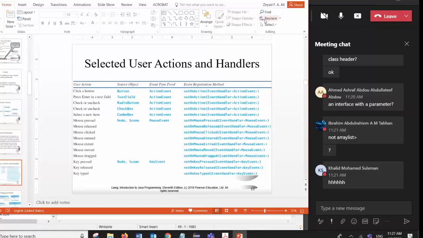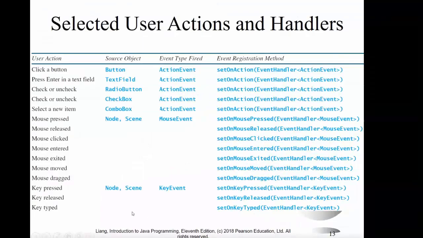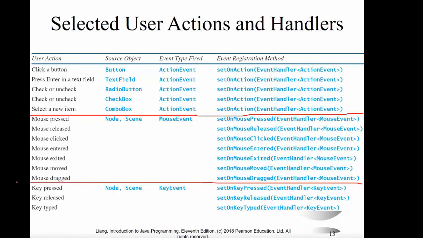Now, which types of events? What are the events? Let's enjoy looking at these slides. There are so many events. These are the major things. I will categorize them into 3 types. You know them. We have action events, mouse events and key events.